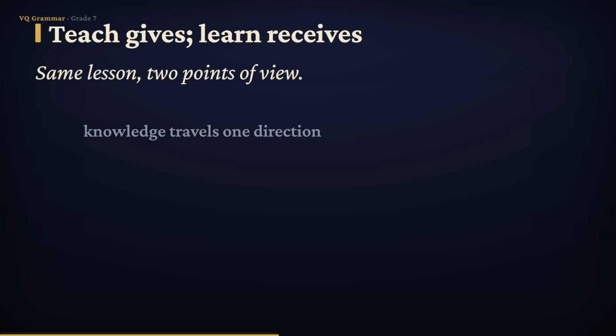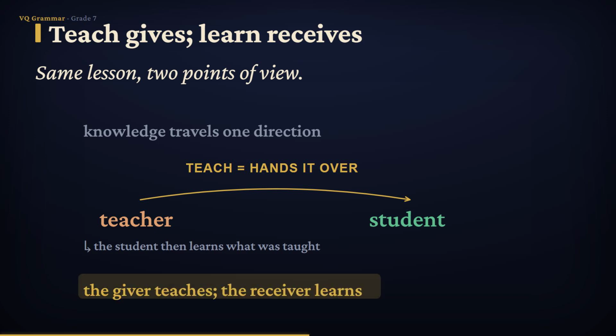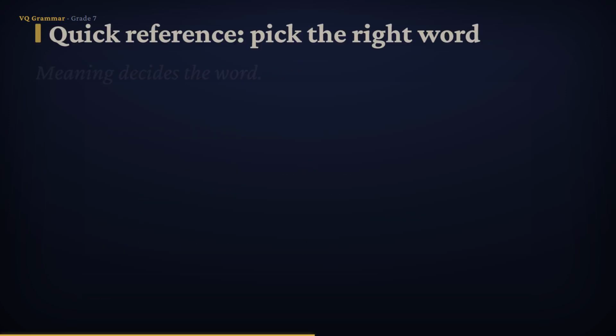Picture knowledge as something you can hand across a room. The teacher holds the knowledge and hands it over. That giving is what teach means. The student, on the other side, takes it in, so the student then learns what was taught. And that receiving is what learn means. So the very same lesson has 2 words. From the giver's side, it's teach, and from the receiver's side, it's learn.